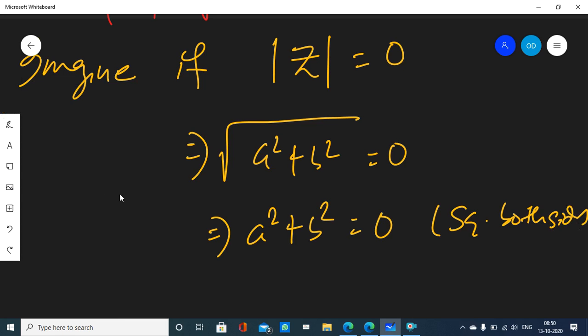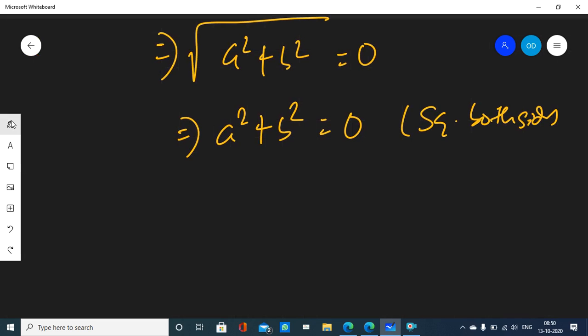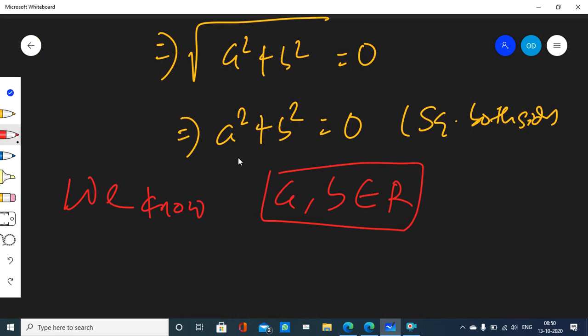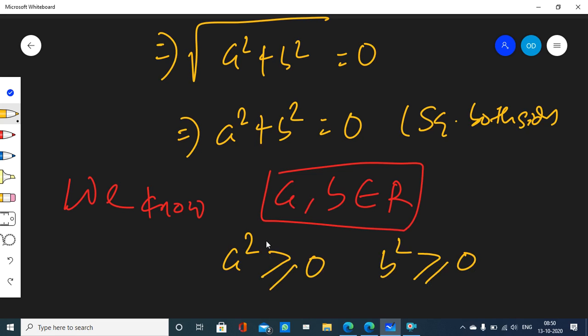And we know that a and b both are real numbers, because a is the real part and b is the imaginary part of the complex number. They are real numbers, so a square must be greater than or equal to 0, and b square must be greater than or equal to 0. Square of a real number cannot be negative. So a square and b square, none of them can be negative. They are both either 0 or positive.